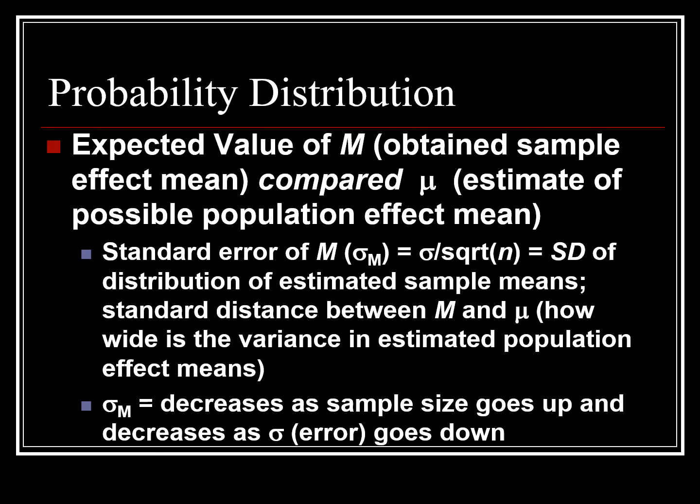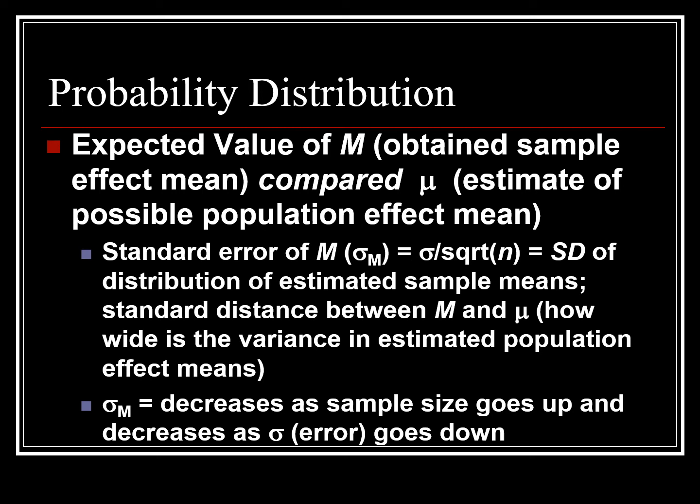So the expected value of a mean, obtained sample effect mean, is compared to the estimate of the possible population effects means. So remember, our probability distribution is a probability chart of how likely any one particular mean would occur in the population. So we're going to refer to this as mu, that little symbol with the U with the tail. And what we want to actually calculate, beyond p-value, is the standard error of our mean.